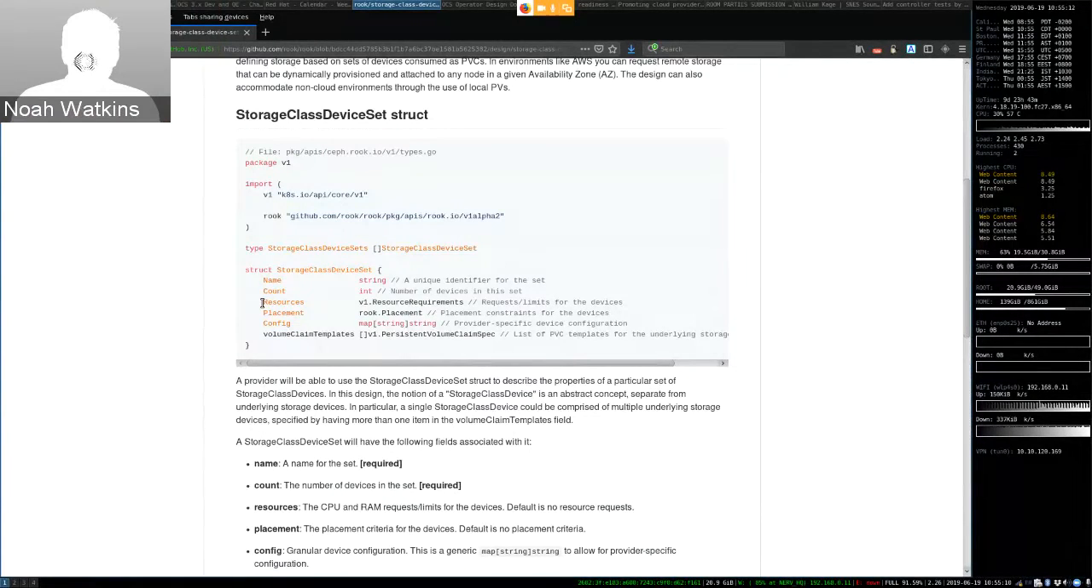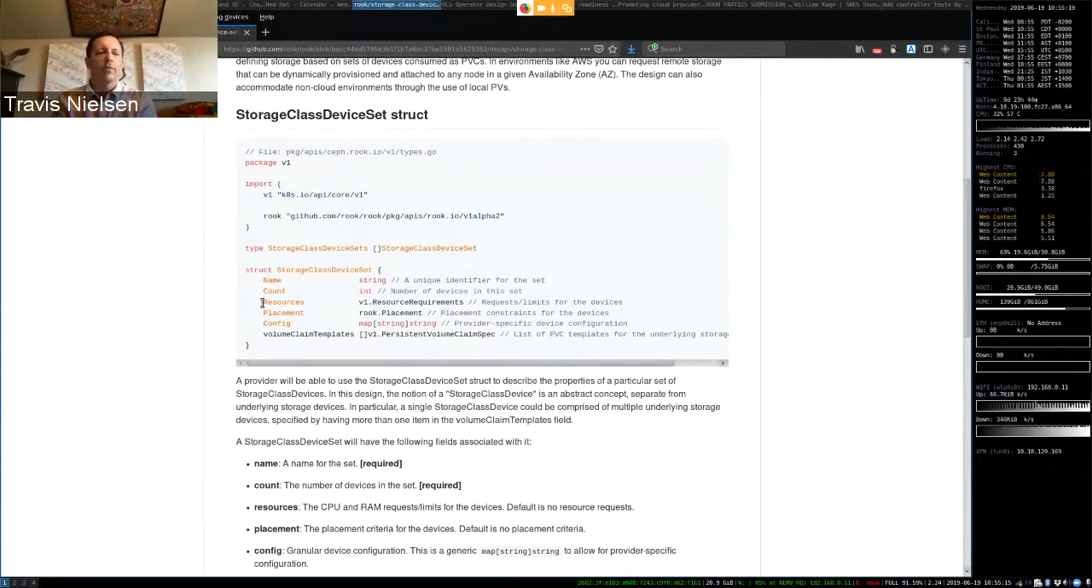Oh, go ahead, Travis. Yeah. So are you asking, Blaine, why we would need this override, and why not just have the resources specified at the top level of the CR? Yes, that's what you're asking? Right, because that's the only thing that we can do today.